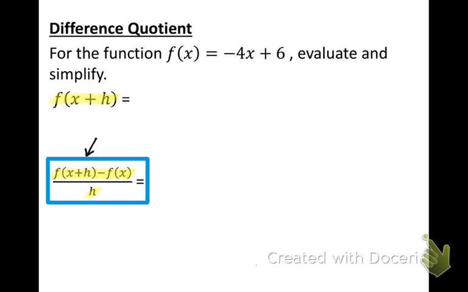Okay, so let's take some intermediate steps to get there. They say that the function I'm dealing with, f of x, is negative 4x plus 6. The very first thing they want me to do, we're taking small steps here, is find f of x plus h. So everywhere I see an x, I'm going to replace it with an x plus h. This is going to give me negative 4 times x plus h plus 6. So where I saw this x, I replace it with an x plus h.